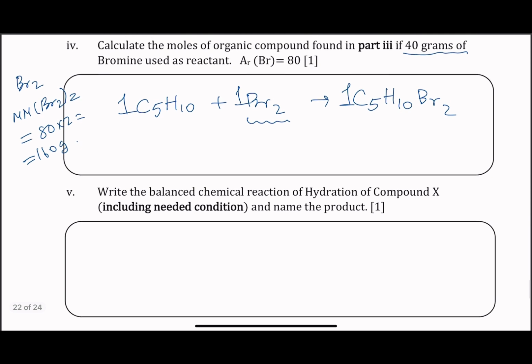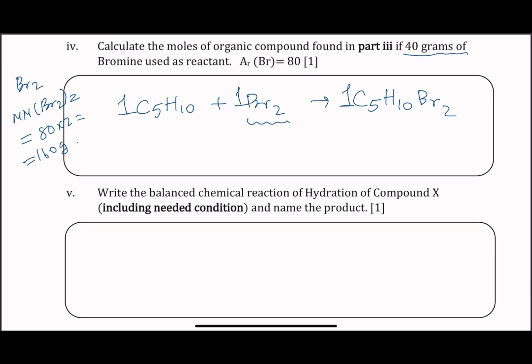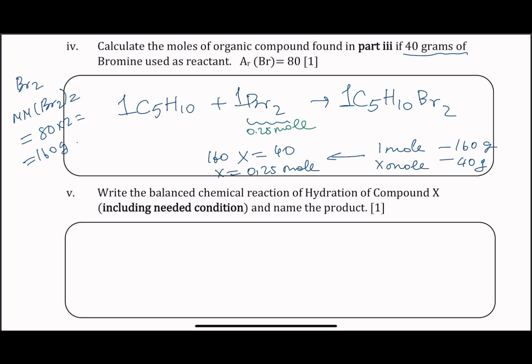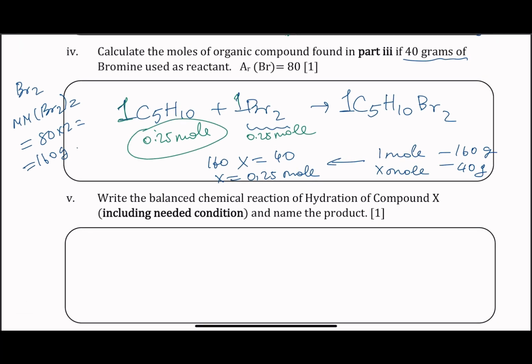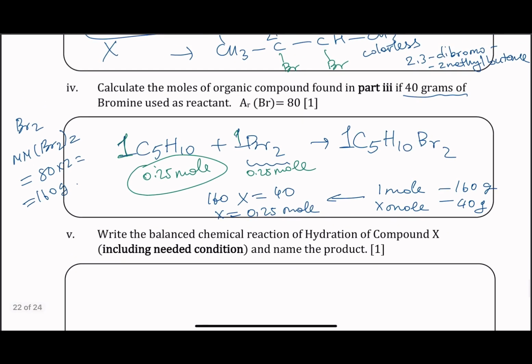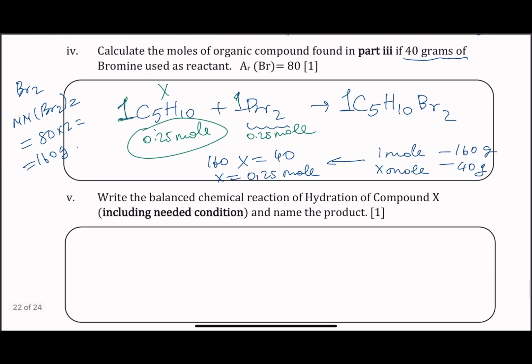Then if you check the numbers, 1 mole is 160 grams, and 40 grams would be x moles. So from here, 160x would be 40, and x would be 0.25 mole. So bromine is 0.25 mole, and because it is a 1-to-1 ratio, the organic product would be 0.25 mole as well. So that is the answer for the amount of x we're taking.